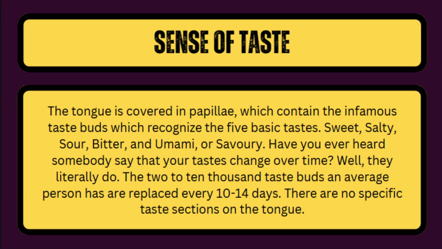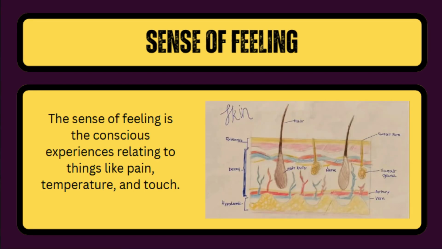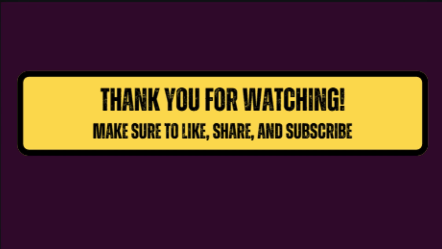Okay, so after the sense of smell, we have the sense of taste. The tongue is covered in papillae, which contain the infamous taste buds, which recognize the five basic tastes: sweet, salty, sour, bitter, and umami, or savory. Have you ever heard somebody say that your tastes change over time? Well, they literally do. The 2 to 10,000 taste buds an average person has are replaced every 10 to 14 days. Also, there are no specific taste sections on the tongue. That's a very common misconception. An example taste pathology is as follows: dysgeusia, or the distortion of the sense of taste.